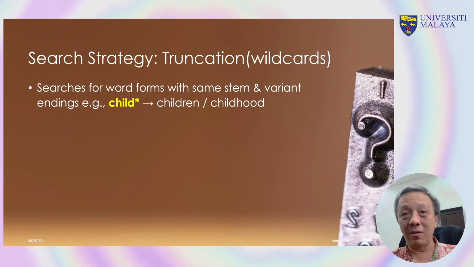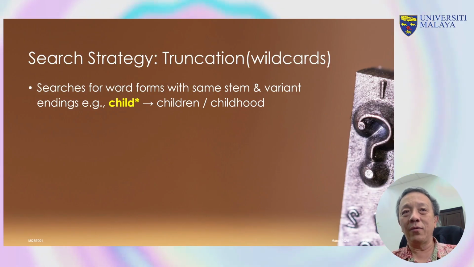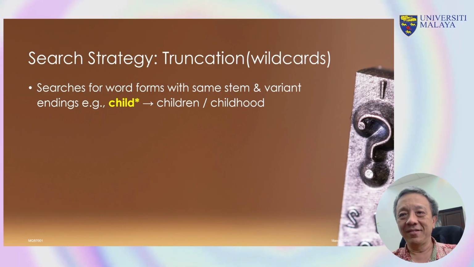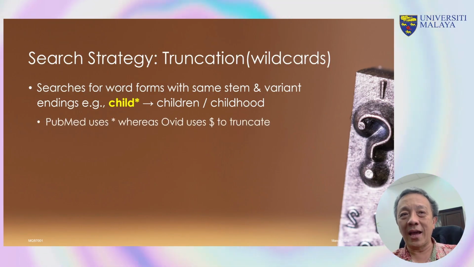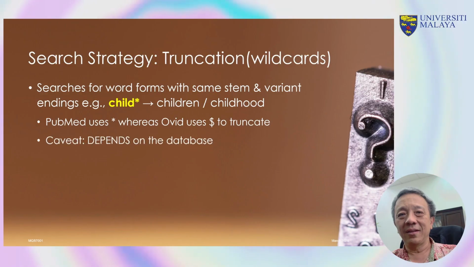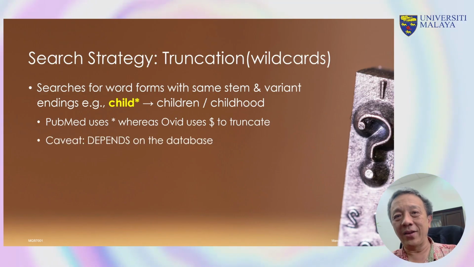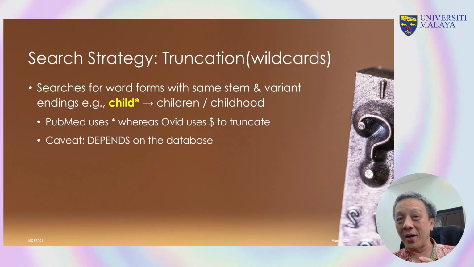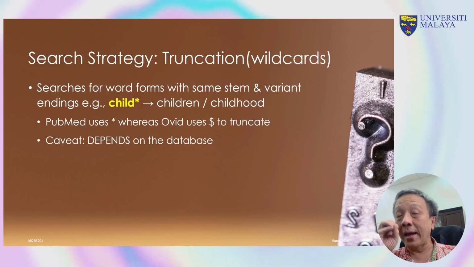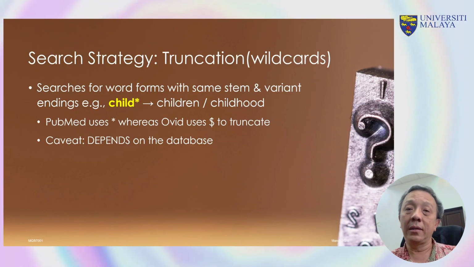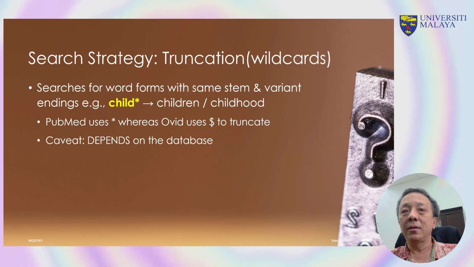Truncation, as I mentioned, or wildcard, searches for words from the same stem but with variant endings, like child. We refer to truncation there. You want to search for children or childhood. PubMed uses the asterisk, whereas Ovid uses the dollar sign to truncate. The caveat is that it depends on the databases, so you must understand how the database handles these different methods.